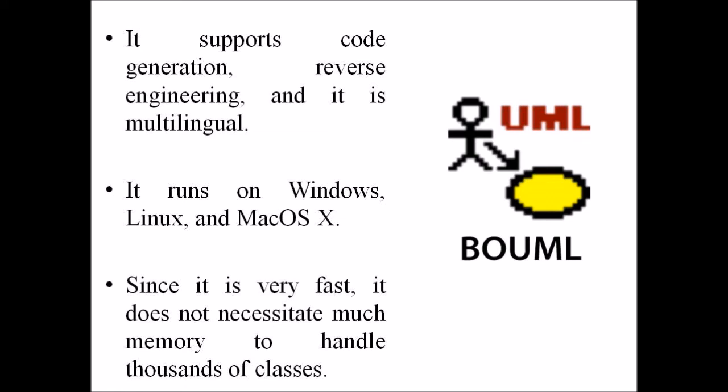13th one is BioML. BioML is a UML diagram designer which is programmed in Qt and C++. It permits us to specify and generate code in C++, Java, IDL, PHP, Python and MySQL, and it supports code generation and reverse engineering, and it is a multilingual tool. It runs on Windows, Linux and Mac operating systems. Since it is very fast, it does not necessitate much memory to handle thousands of classes.